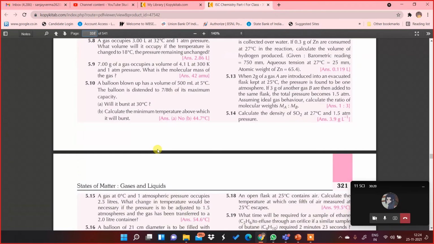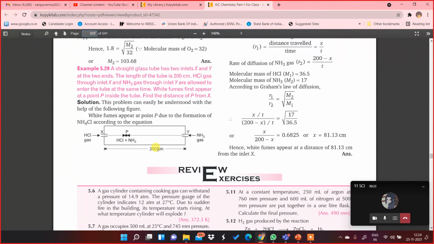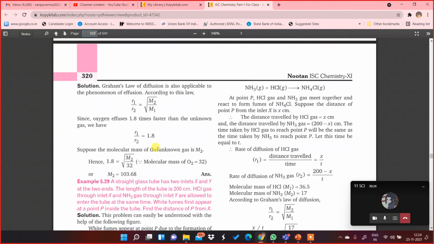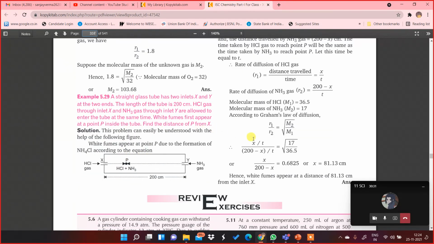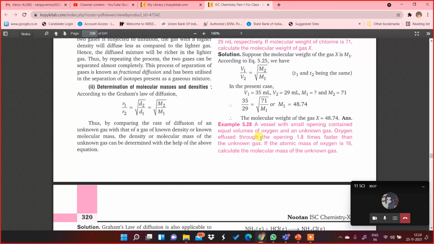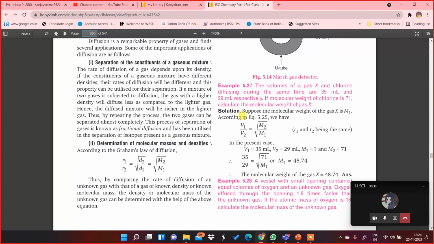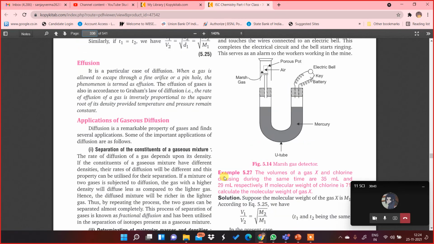Before this, we had some numericals with respect to Graham's law of diffusion. Simple numericals only, direct application of formula. You can go through example 5.29, application of formula. It's important. Then example 5.27 also.